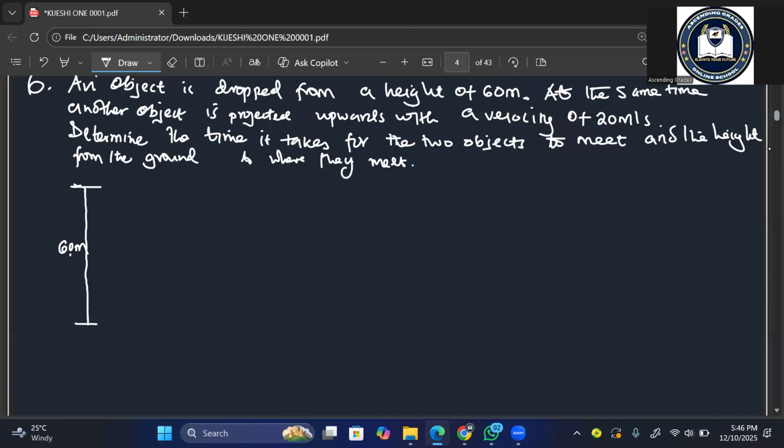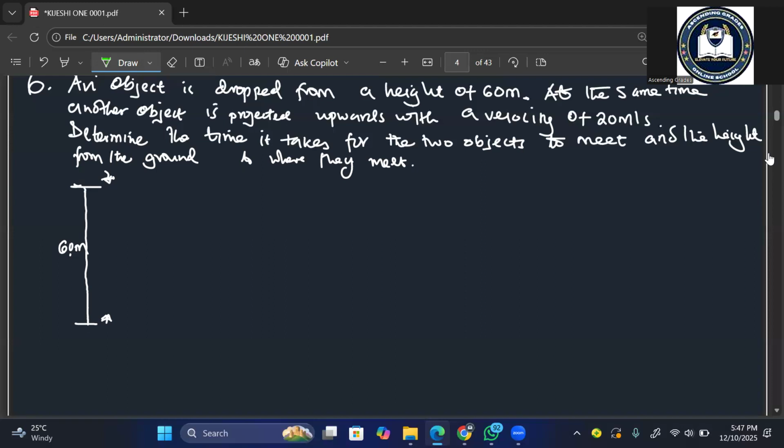Then we have another one. So we have a falling body and another one that is moving from down towards up. And then at the same time, another object is projected upwards at a velocity of 20 meters per second. Then we are told to determine the time it takes for the two objects to meet and also the point at which they meet.